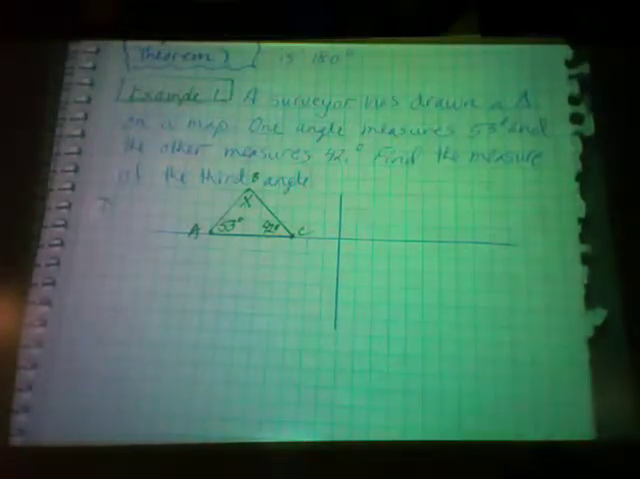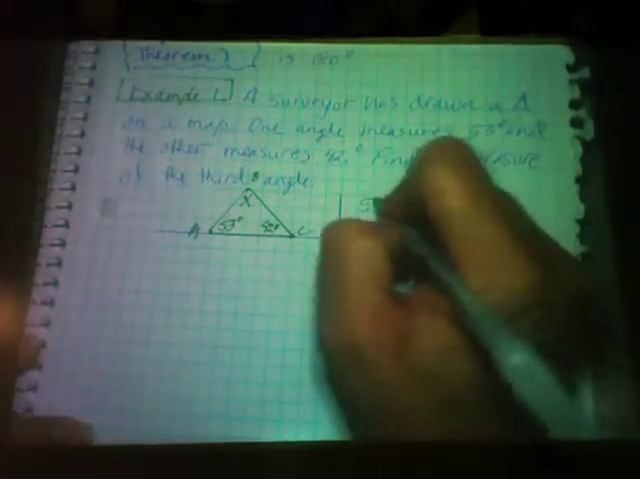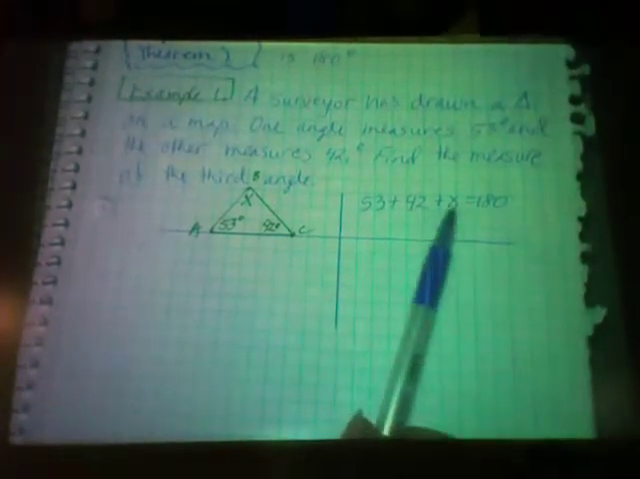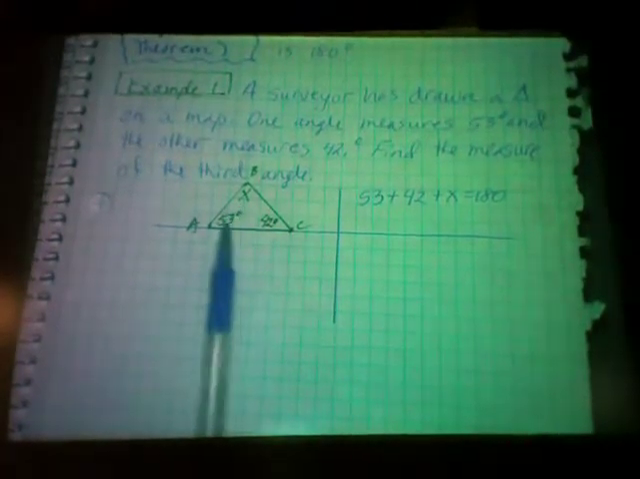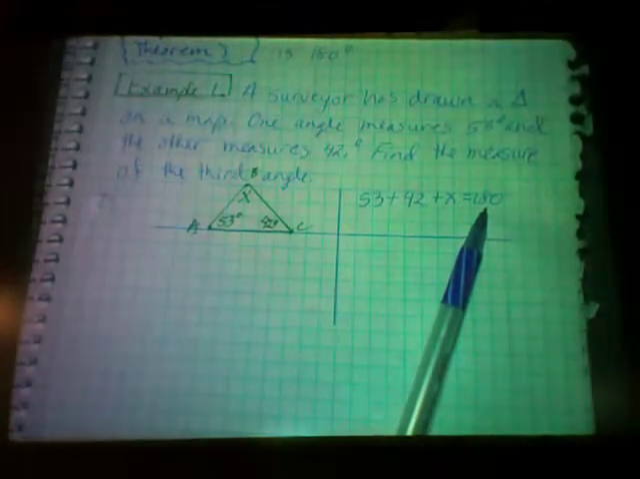What's my equation going to be? 53 plus 42 plus x equals 180. I know that you want to do scratch over here, but I don't want to see scratch. I want to see algebra. Furthermore, remember that this is going to be like 5x plus 2, and this will be 3x. So they will be expressions that you have to add together to set equal to 180. So we're putting this in your notes so that you understand what you're supposed to add together.